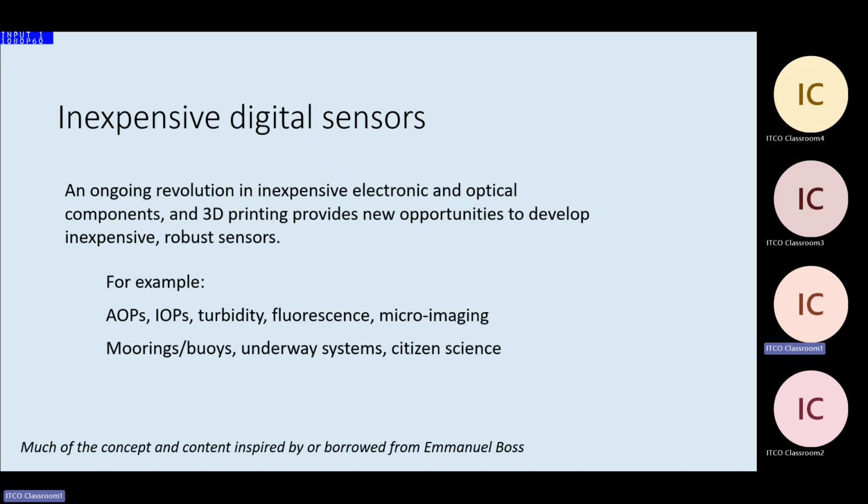Some of the examples I'm going to show today are sort of a survey of papers and some places you can look for resources for developing these sensors. We're going to cover everything from AOPs to IOPs, turbidity sensors, fluorescent sensors, micro imaging systems. These are applicable to all sorts of different environments and applications, like moorings or buoys, underway flow-through systems, underway ship track measurements, as well as citizen science. I also want to credit Emmanuel Boss for this, because a lot of the second half of this I borrowed or adapted from him.